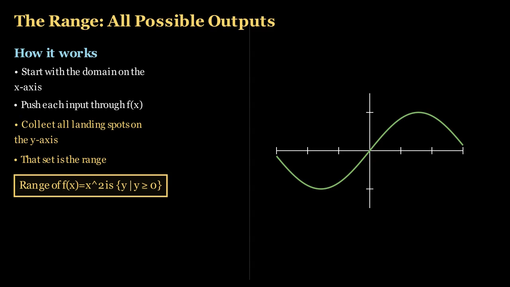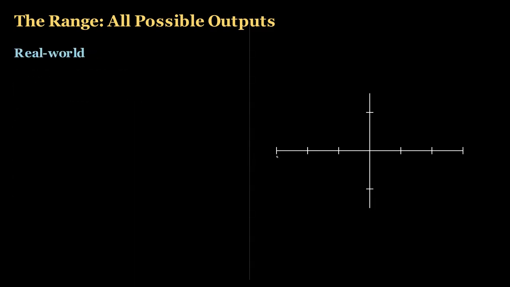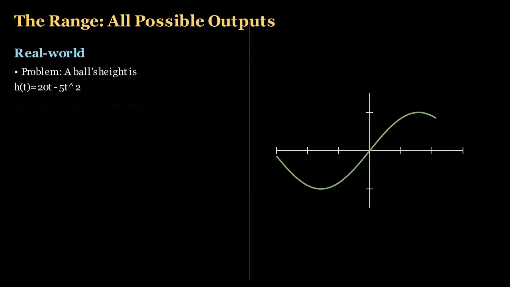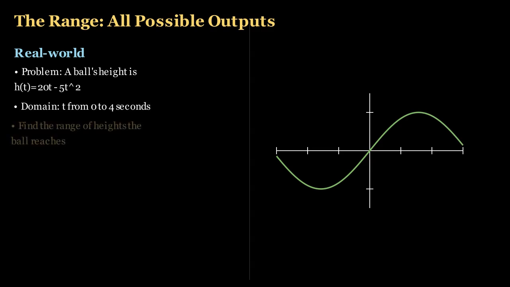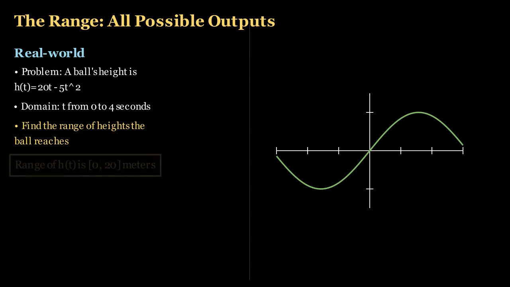We push every time in the domain through the function. At t equals 0, height is 0. At t equals 4, height is also 0. The function is a downward opening parabola. Its maximum height happens exactly in the middle, at t equals 2 seconds. Plugging in 2 gives us 20 times 2 minus 5 times 2 squared, which is 40 minus 20, so 20 meters.